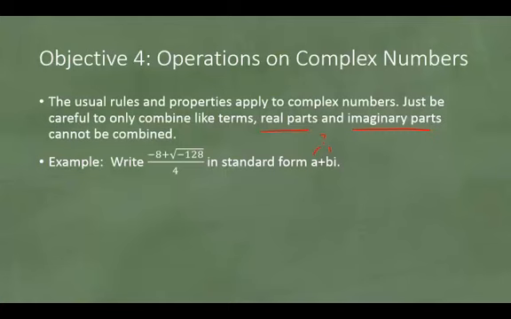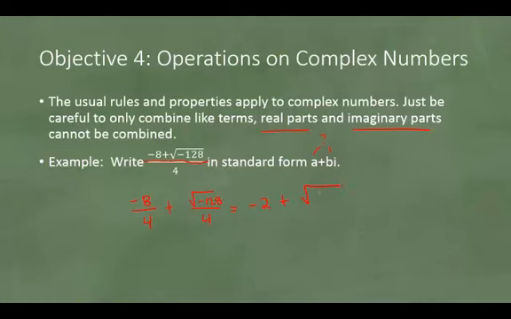So for example here, we want to write negative 8 plus the square root of negative 128, the whole thing over 4, in standard form. We want to write it as just some number a plus b times i. So we're going to separate it. This is negative 8 over 4 plus the square root of negative 128 over 4. Negative 8 over 4 is negative 2. We're almost there. Plus, and we need to simplify this.